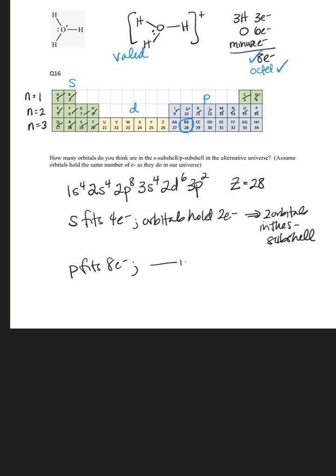And if each orbital holds 2 electrons, that must mean there are 4 orbitals in the P subshell. This is hard because you really have to have your head wrapped around what it means for the periodic table to be laid out the way it is. And that will come as you get better at it.